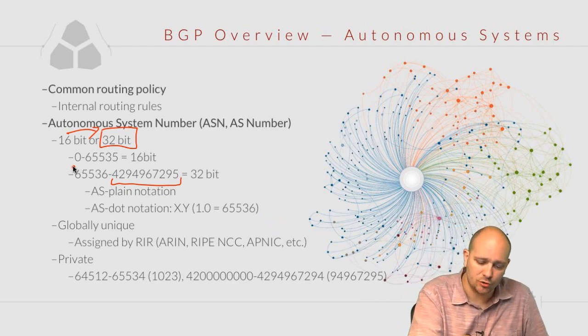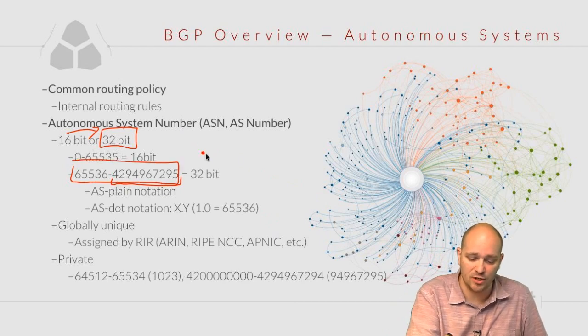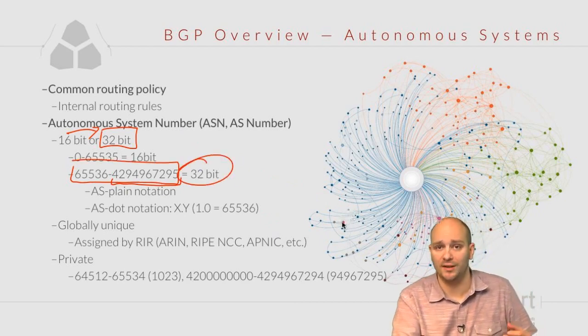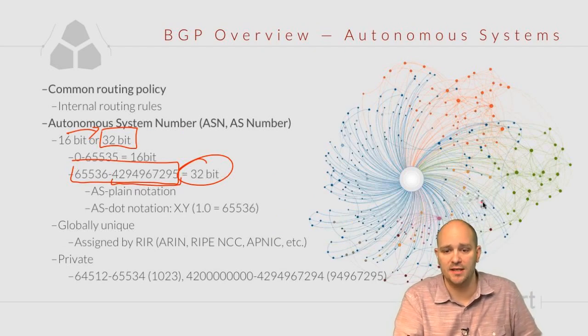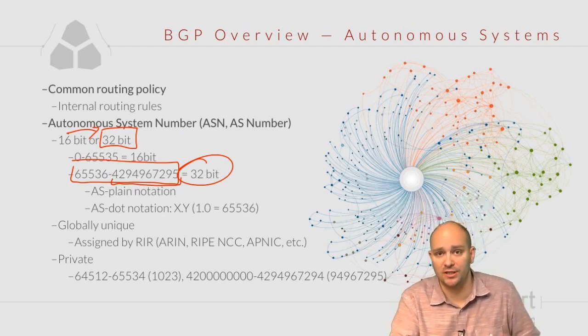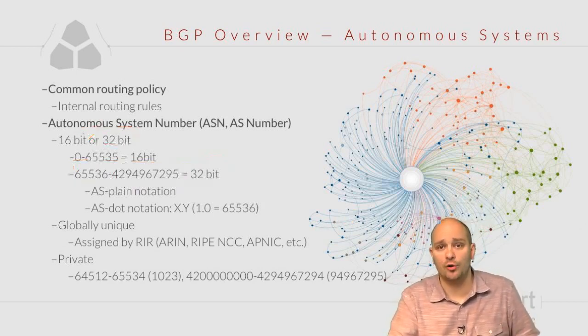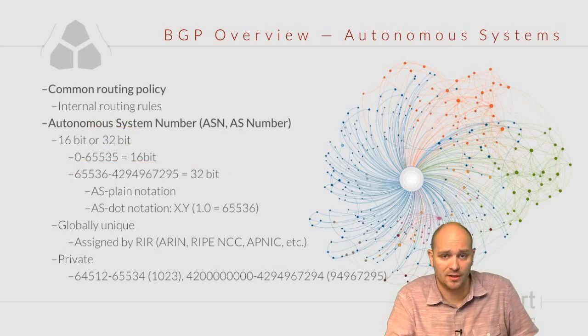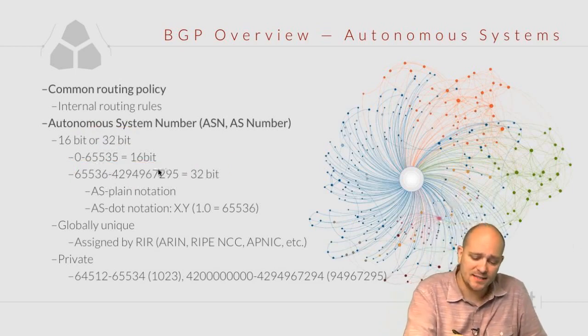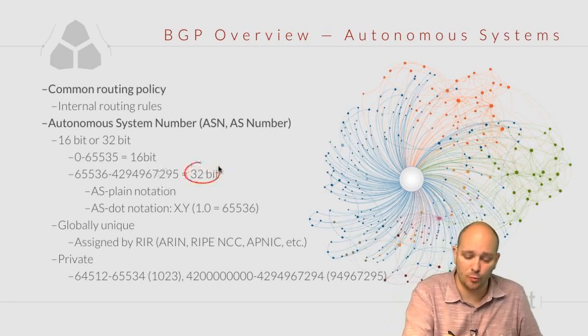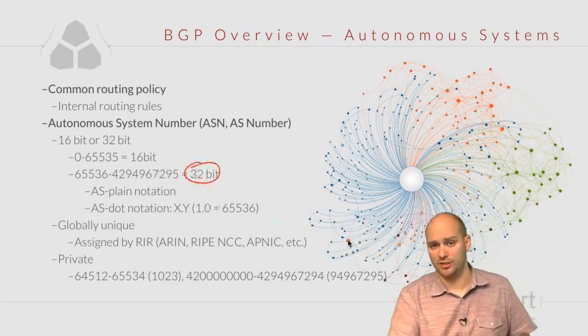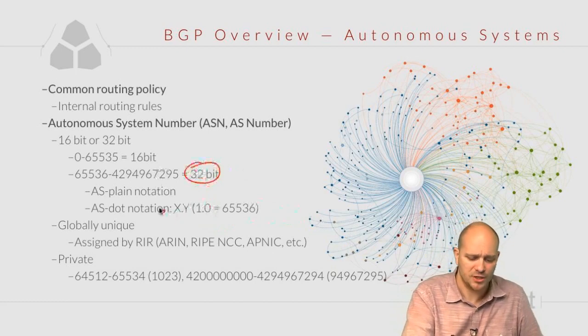So whenever you see an autonomous system number that is in this range, you know that whatever router, whatever device this autonomous system is configured on needs to support 32-bit autonomous system numbers. Now, not all routers and not all versions of IOS software support 32-bit autonomous system numbers, but most of the modern ones do. These new autonomous systems, the 32-bit numbers, can be represented using two different forms of notation.